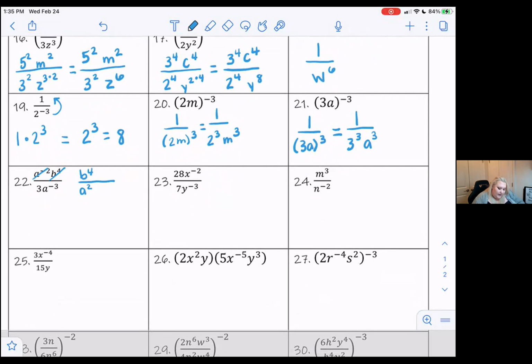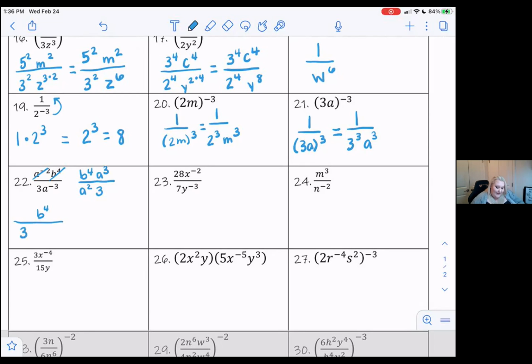The 3 is already in the right place because it doesn't have a negative exponent. The a to the negative third is in the wrong place, so I need to move it to the top. Now that I've taken care of all of those negatives, I can simplify. The b to the fourth and the 3 are not going to simplify, so I'm going to go ahead and write them in, b to the fourth and a 3.